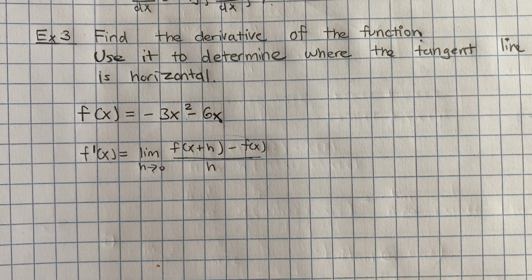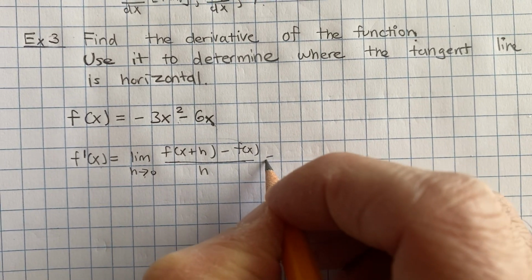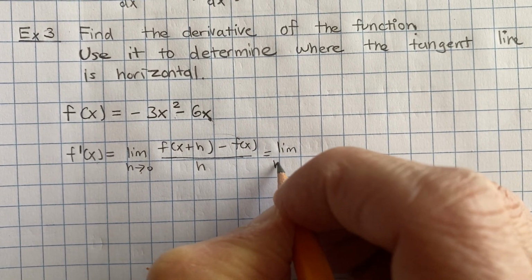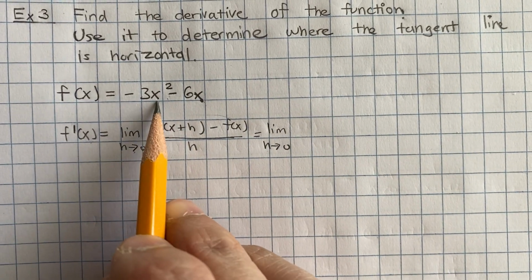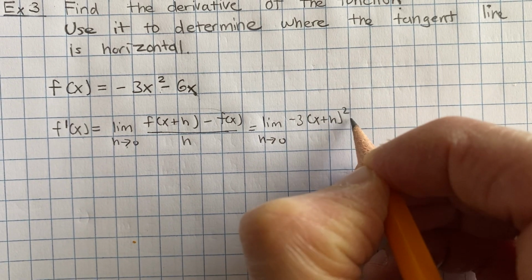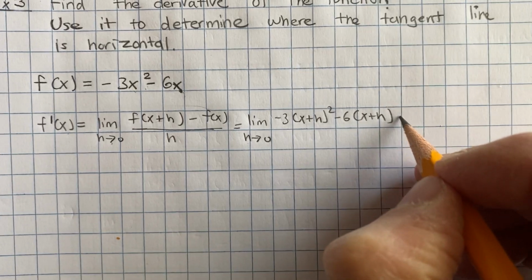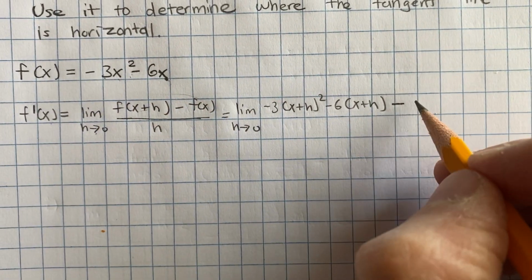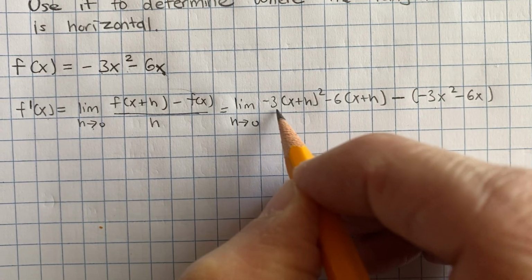Again, using your limit skills, let's plug in. This is the limit as h goes to 0. If I want to plug x plus h into the function, I'm going to get negative 3 times x plus h squared, minus 6 times x plus h, and then minus the function itself. So you have to be careful here. There's a negative 3x squared minus 6x.